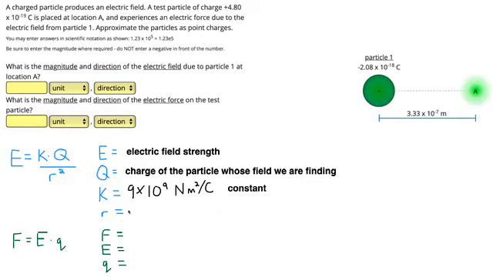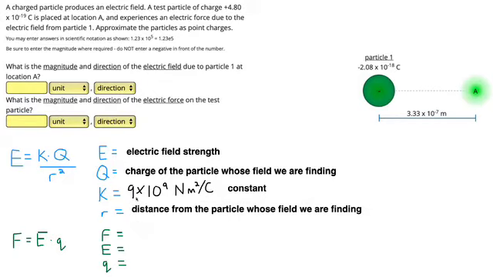And then lastly, R, which is the distance away from the particle that we want to know the field strength, because the electric field is going to be different strength at all different points based on how far away we are from the particle. The further away we get, the weaker our field. So R, that's going to be the distance from the particle whose field we are finding.